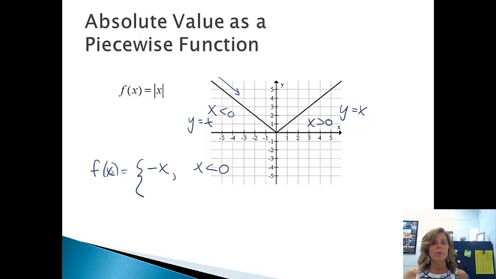So we're going to have f of x equals negative x when x is less than 0, and then f of x equals x when x is greater than 0, and we can put the equal sign, both of those will get a dot. We can really put the equal sign on either one. I am going to put it on the second one. So that would be the absolute value as a piecewise function. So hopefully now you're familiar with what a piecewise function is, how to evaluate it, and how to graph it.